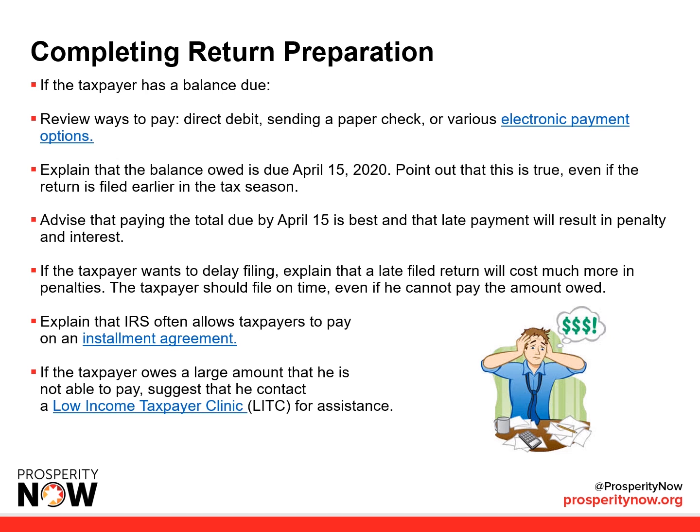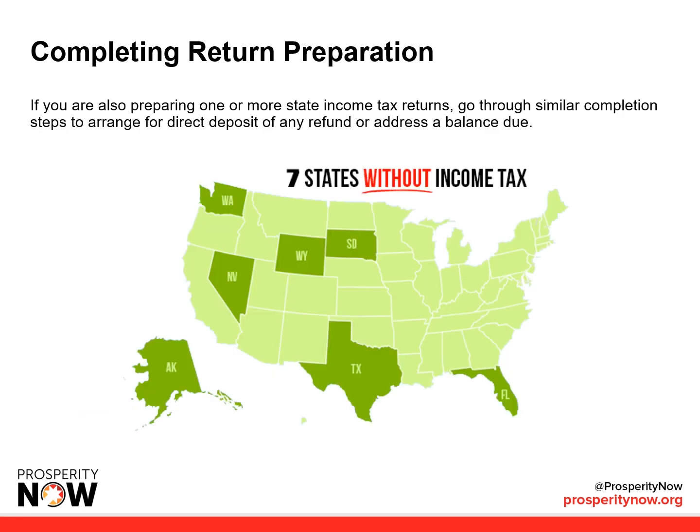Explain that the IRS often allows taxpayers to pay on an installment agreement. If the taxpayer owes a large amount of money that they are unable to pay, suggest that they contact a low-income taxpayer clinic, or an LITC, for assistance. If you are also preparing one or more state income tax returns, go through similar completion steps to arrange for direct deposit of any refund or address a balance due. And please note there are 7 states that are without income tax.